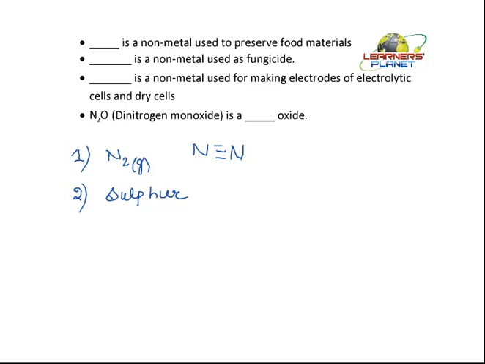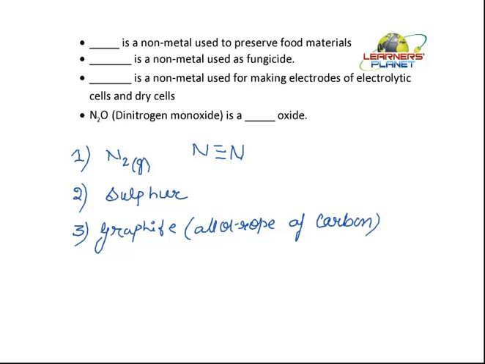Now what is our next question? Dash is a non-metal used for making electrodes of electrolytic cells and dry cells. Now just tell me, when it is used as an electrode in a dry cell, it means it is conducting electricity. So which is an exceptional non-metal which conducts electricity? It is carbon. In the form of what? In the form of graphite. So it is graphite, an allotrope of carbon.